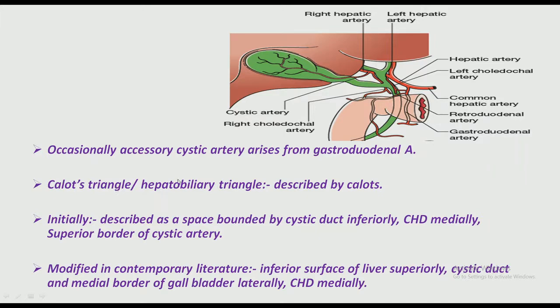Calot's triangle, you know that, is also called the hepatobiliary triangle. It was described by Calot, and it was originally described as the space bounded by the cystic duct inferiorly, the common hepatic duct medially, and the superior border of the cystic artery. It is modified in contemporary literature, and it is now defined as the inferior surface of the liver superiorly, the cystic duct and the medial border of the gallbladder laterally, and the CHD medially. So in both cases, the CHD will be the medial boundary.